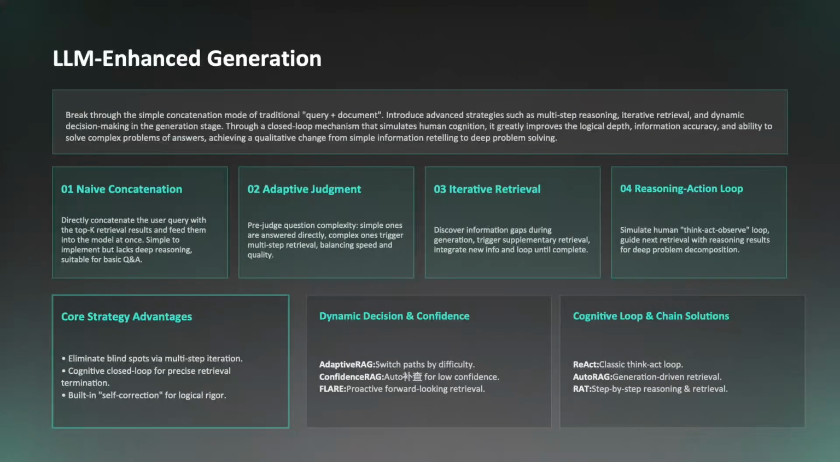We categorize our generation strategies into two families. First, Dynamic and Confidence Augmented RAG. Adaptive RAG switches pipeline paths based on question difficulty. Confidence RAG triggers supplementary retrieval when confidence scores drop. FLARE proactively predicts information gaps during generation for forward-looking retrieval. Second, Cognitive Closed-Loop Chain Schemes. ReAct delivers the classic reasoning action loop. NaiveRAG tightly couples retrieval and generation. RAT splits complex tasks into sequential reasoning and retrieval steps.